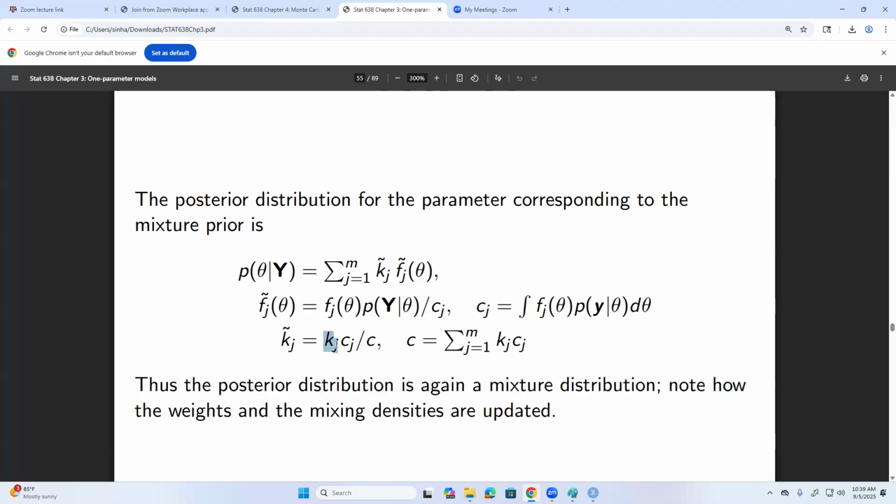This is one thing we try to think, that the mixing weight of the prior distribution is K sub j. For the posterior distribution, it will still be K sub j. No, that is not true. It will be updated.